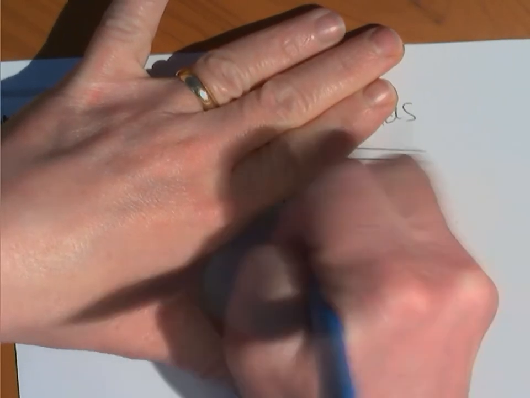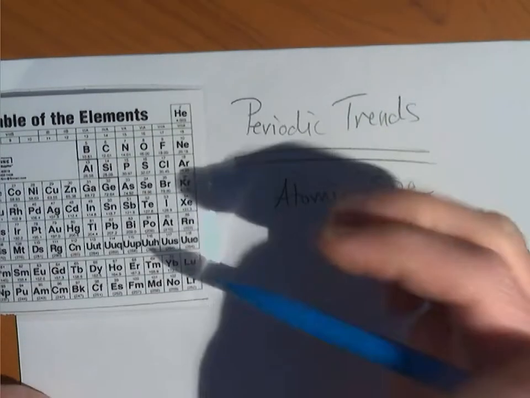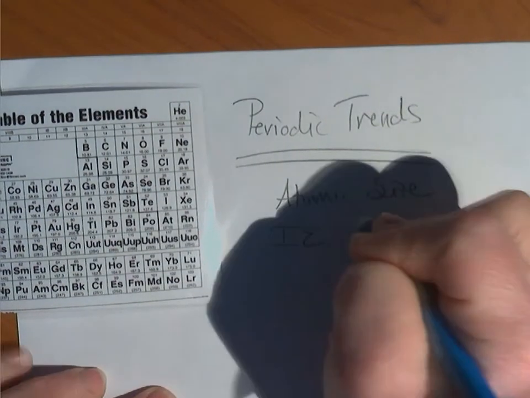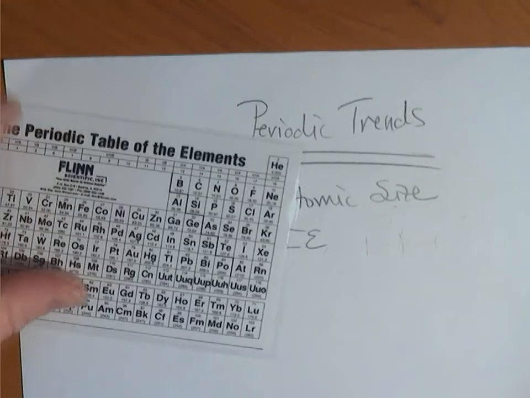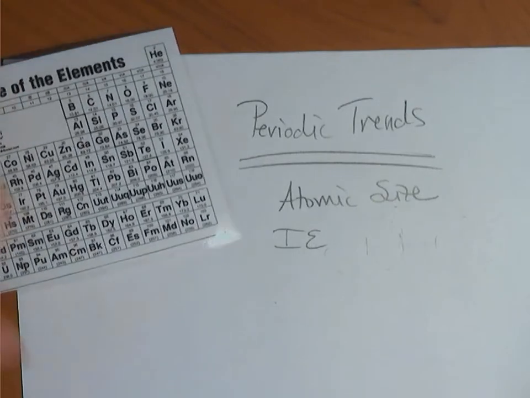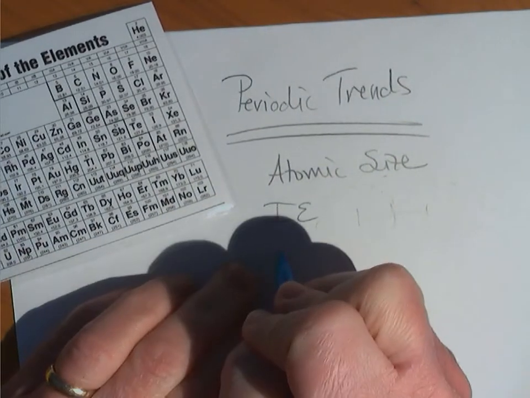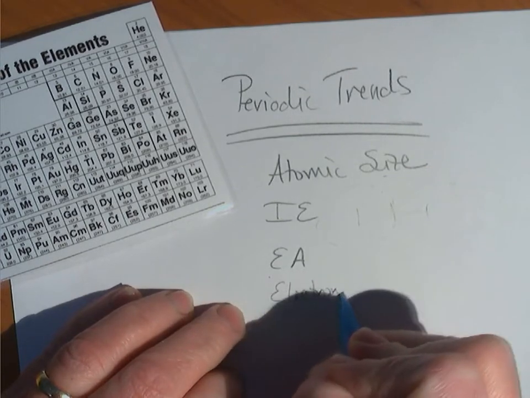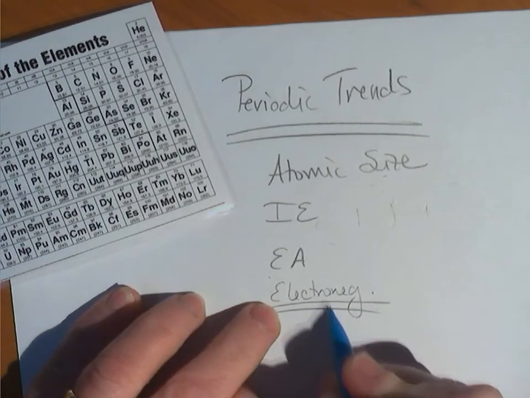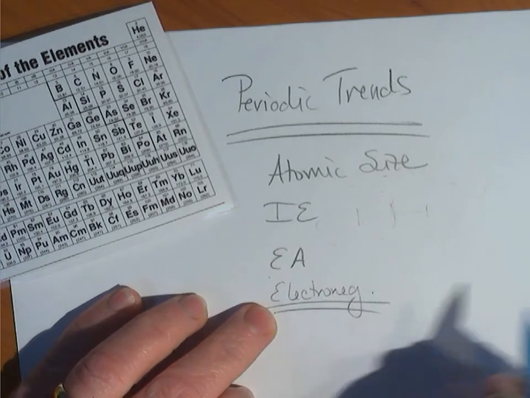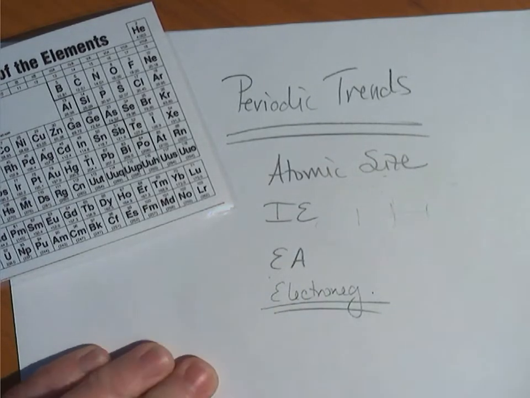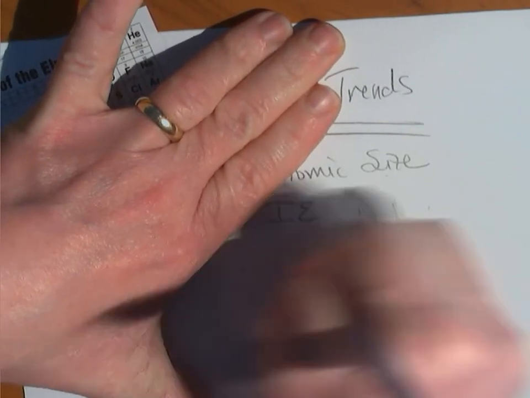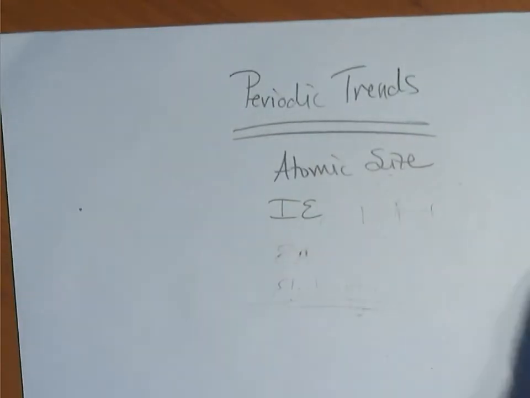Atomic size and ionization energy. Those are the two favorites to be asked specifically for you to explain and justify. However, we know that we also have electron affinity and electronegativity. This plays more with intermolecular forces and polarity of molecules and polarity of bonds. So for our Blitz review, we'll just talk about these two periodic trends.